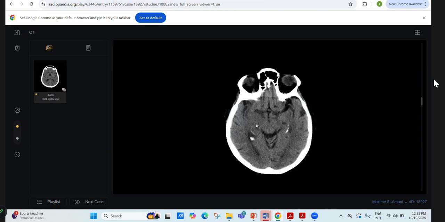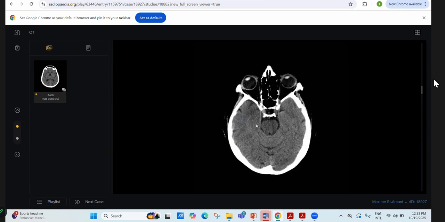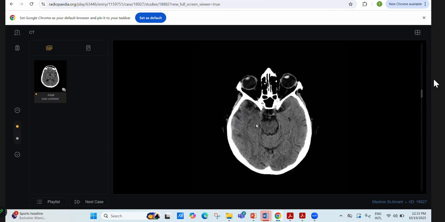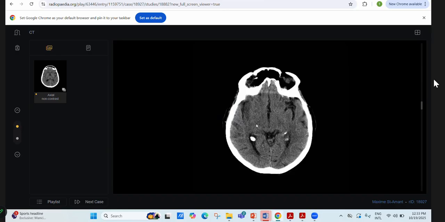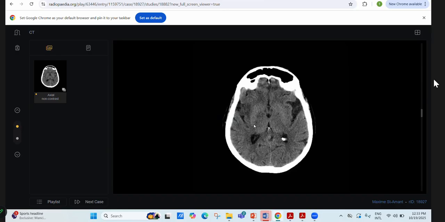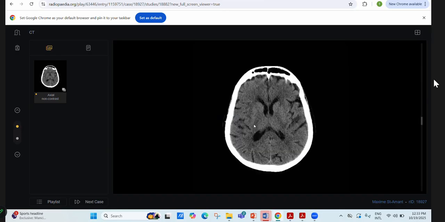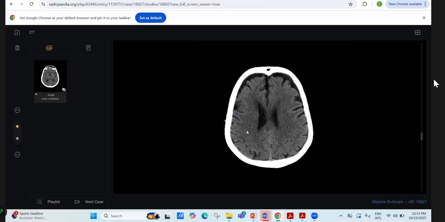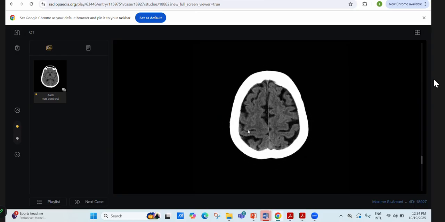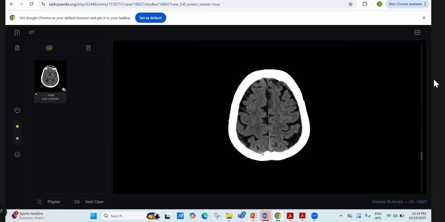So I cannot find any dense artery. I will check the clinical history of the patient, how the patient presented. If the patient presented acutely, then further evaluation with MR brain is suggested to further confirm this finding.